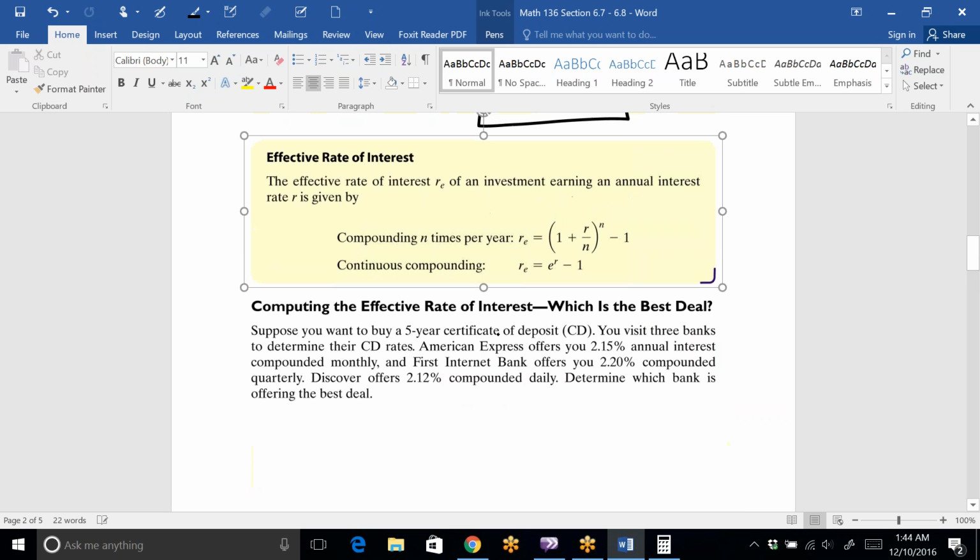And if it's continuous compounding, there's a different formula. It's e to the r minus 1. So let's look at my example here. By the way, this should look familiar because this has to do with the actual compounding formula.